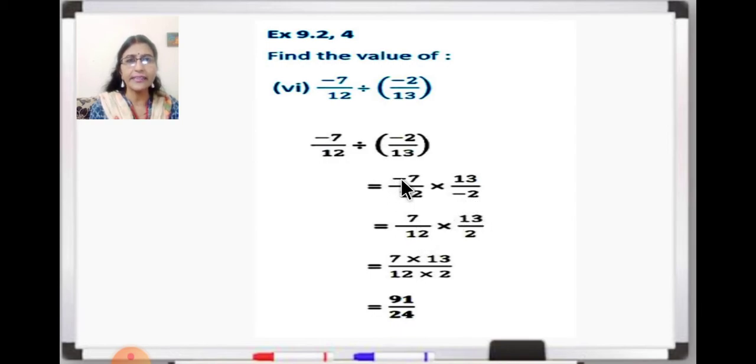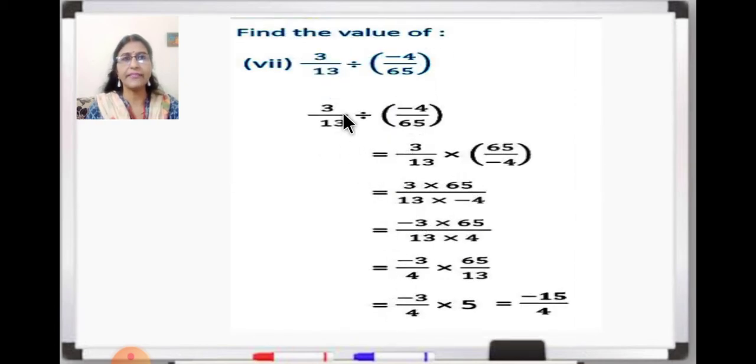You can see here also one negative sign, here also one negative sign is there. So minus divided by minus is positive. So we will remove the minus sign. And then we'll just write 7 upon 12 into 13 upon 2. And then we will multiply the numerator, 7 into 13, 12 into 2, you will get 91 upon 24.